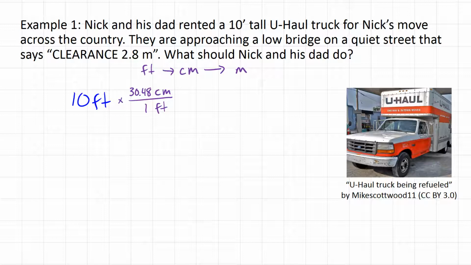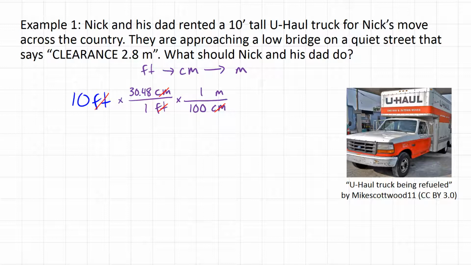Now we need to get from centimeters into meters. So we multiply by another fraction, get rid of our centimeters by putting it on the bottom, and end up with meters by putting it up on top. And there's 1 meter for every 100 centimeters. So feet will cancel with feet, leaving me with centimeters in step 1. Then centimeters will cancel with centimeters, leaving me with meters in step 2.